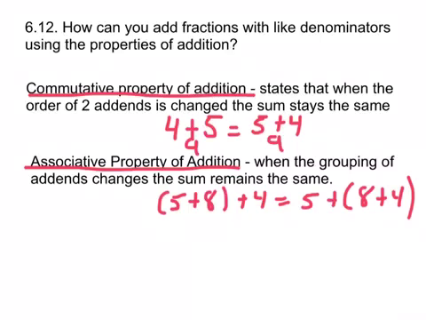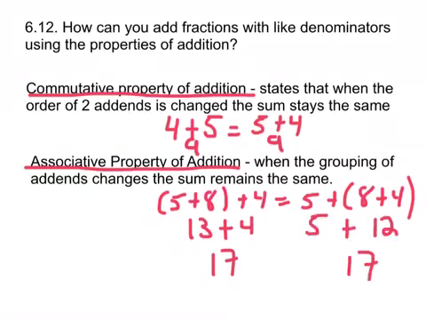Okay? The associative property of addition states that when the grouping of addends is changed, the sum remains the same. And what that basically means is it doesn't matter where the parentheses are if you're adding. Now we know that in order of operations, when you're doing more than just adding, it does matter. But if you're just adding, you can put the parentheses wherever you want. Because 5 plus 8 is 13, plus 4 is 17, 8 plus 4 is 12, plus 5 is 17. You'll get the same answer, only when you're adding. That's why these are properties of addition.